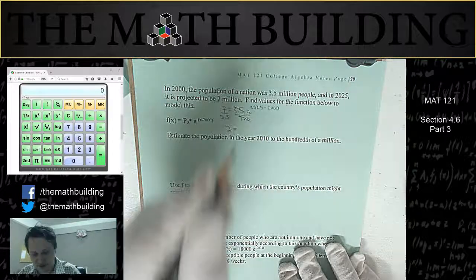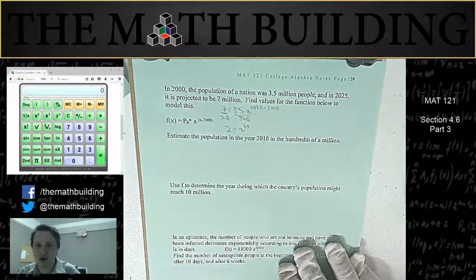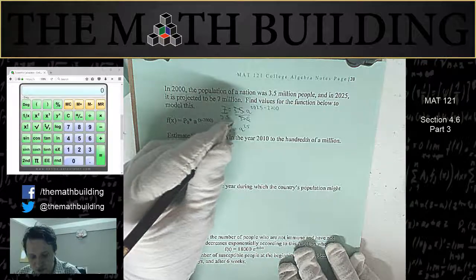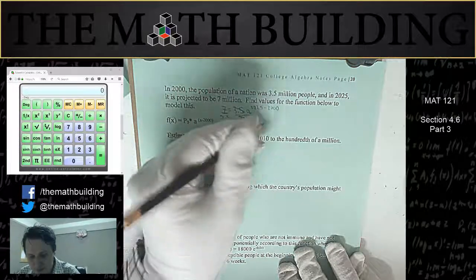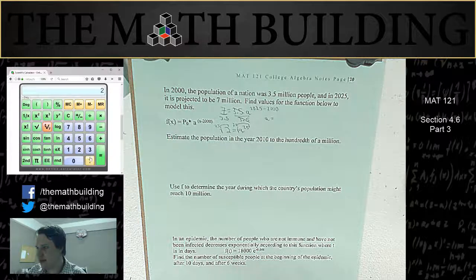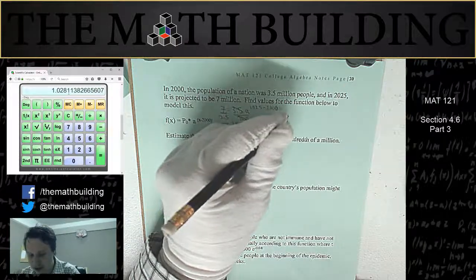2025 minus 2000 is going to be 25. So 2 equals a to the 25th power. To solve that equation for a, I simply need to take the 25th root of both sides. So a will be equal to the 25th root of 2. I click that, and I believe that's correct: 1.0281.